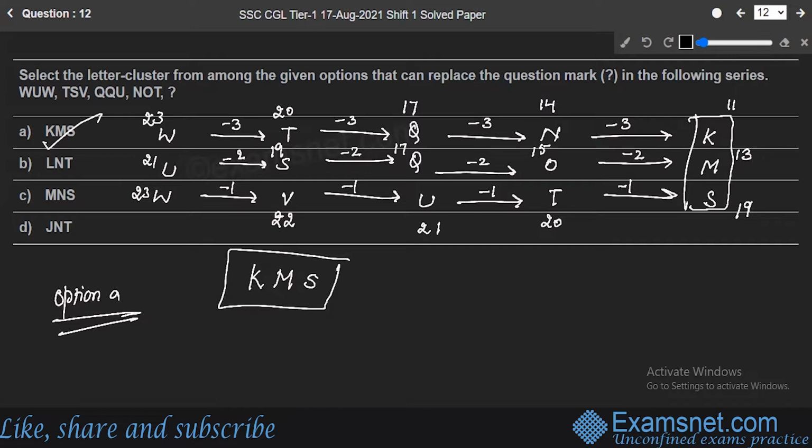The only way to get the logic, because there is no hard and fast rule to the logics of it, is hit and trial. The more you practice, the more you will be able to solve them. Okay, so keep practicing. Do visit www.examsnet.com to practice such questions.